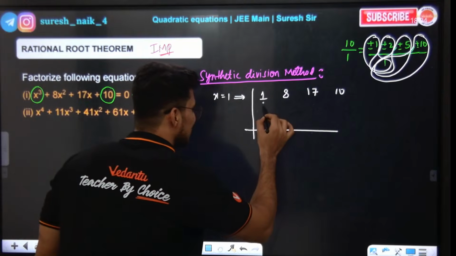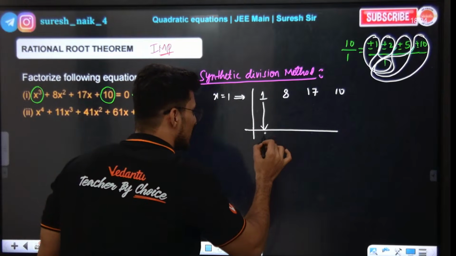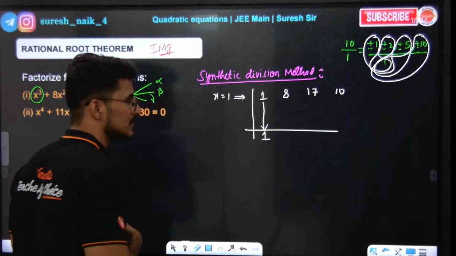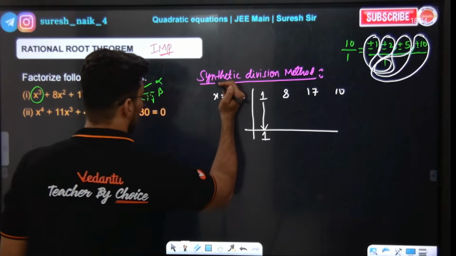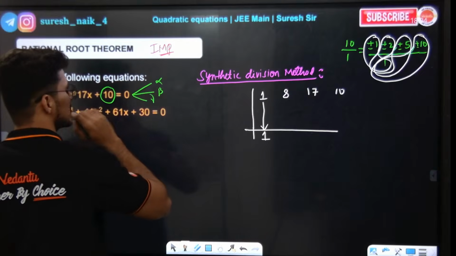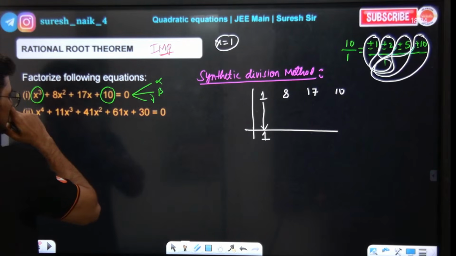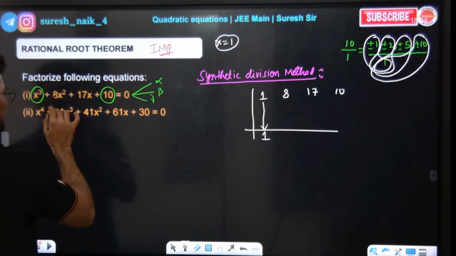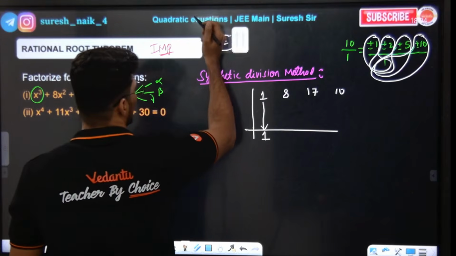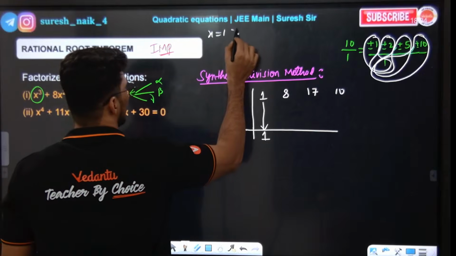Now this number needs to be carried forward as it is. Carry forward this as it is. Now I need to check whether x is equal to 1 is satisfying or not. Let us check whether x is equal to 1 is the root. So 1 plus 8 is 9. So x is equal to 1 is not possible. x is equal to 1 will not satisfy.